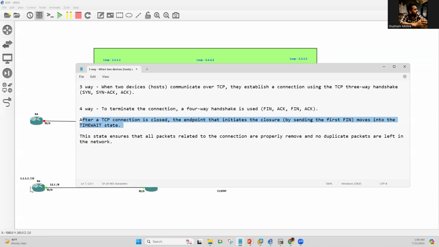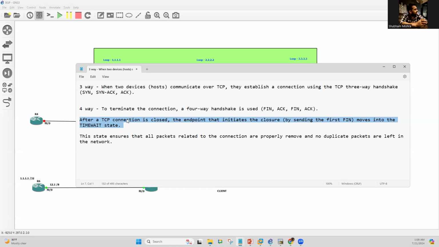R1 wants to terminate a session. So definitely R1 generates the TCP packet. Yes or no? In this TCP packet, R1 enables which bit? FIN bit on. Okay. So when R1 is sending the TCP packet, immediately R1 moves this interface into which state? Time wait state.